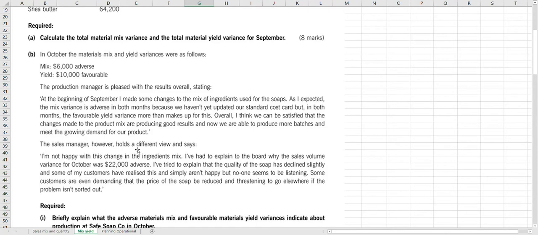The sales manager, however, holds a different view and says, I'm not happy with the change in the ingredient mix. I've had to explain to the board why the sales volume variance for October was 22,000 adverse. I've tried to explain that the quantity of soap has declined slightly and some of my customers have realized this and simply aren't happy, but no one seems to be listening. Some customers are even demanding that the price of the soap be reduced and threatening to go elsewhere if the problem isn't sorted out.